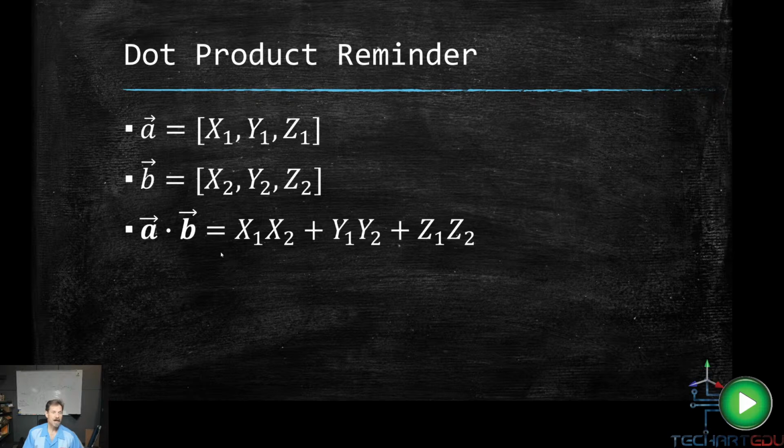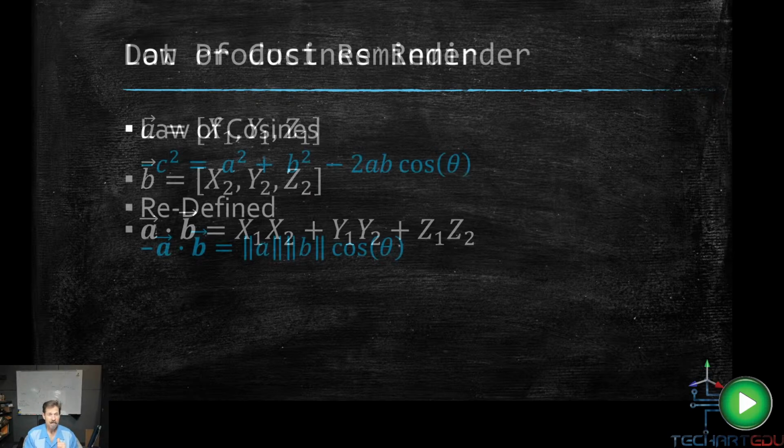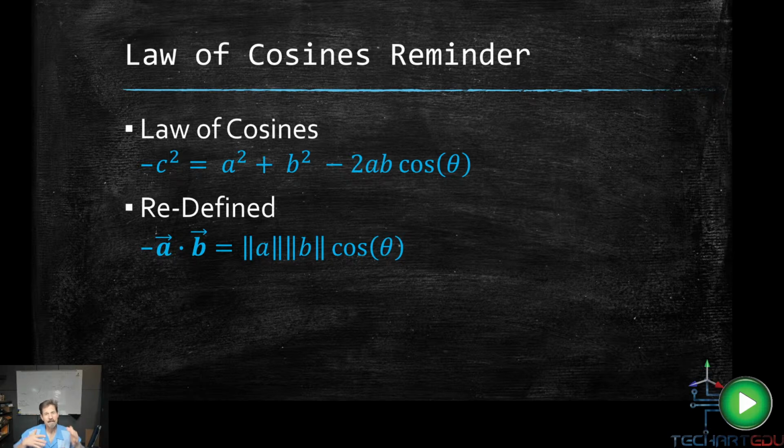So in other words, A dot B equals x1 times x2 plus y1 y2 plus z1 z2. That's a standard dot product, fairly simple. And then what we're also going to do is remember, oh, that's right, we never actually had a math class, or we did. It was so long ago, you may not remember. But there's this thing called the law of cosines.